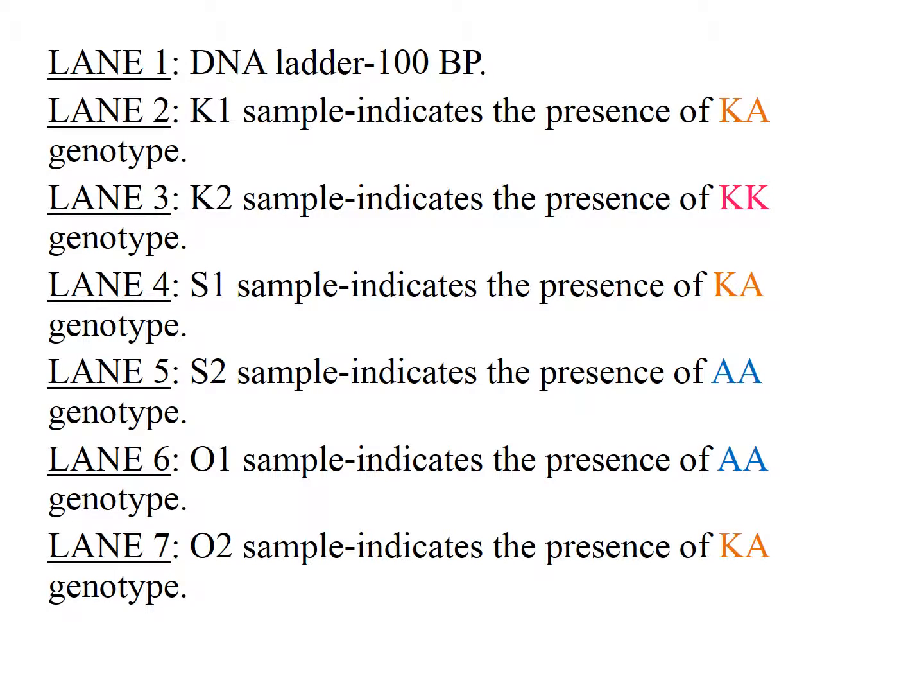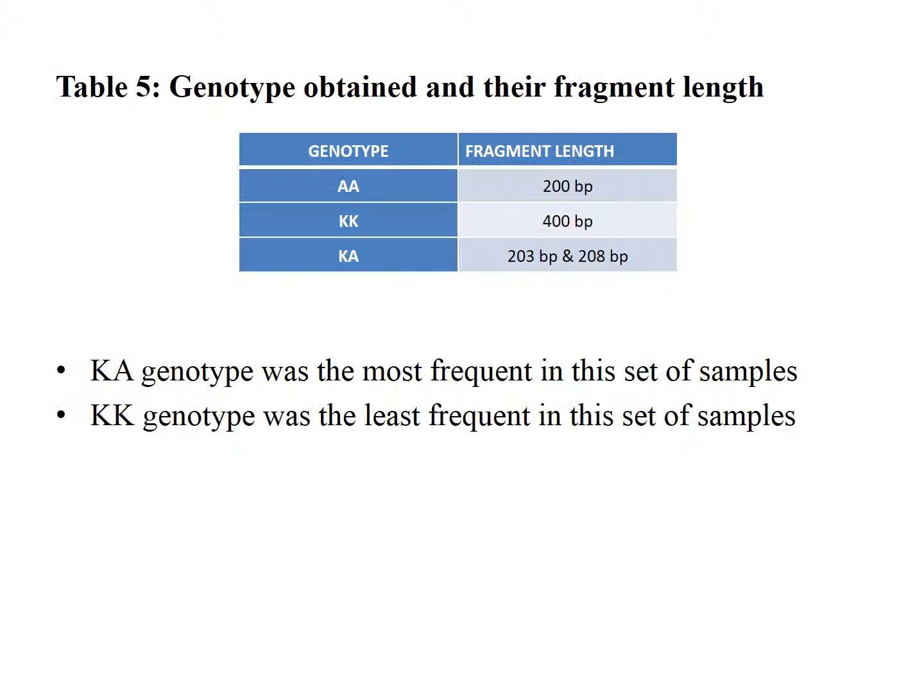Lane 1 represents the DNA ladder containing 100 base pairs. Lane 2 consists of the K1 sample, indicating the presence of the KA genotype. Lane 3 consists of the K2 sample, indicating the presence of the KK genotype. Lane 4 consists of the S1 sample, indicating the presence of the KA genotype. Lane 5 consists of the S2 sample, indicating the presence of the A genotype. Lane 6 consists of the O1 sample, indicating the presence of the A genotype. Lane 7 consists of the O2 sample, indicating the presence of the KA genotype.